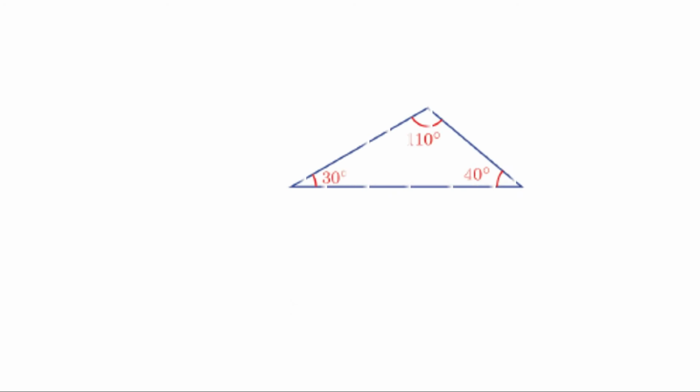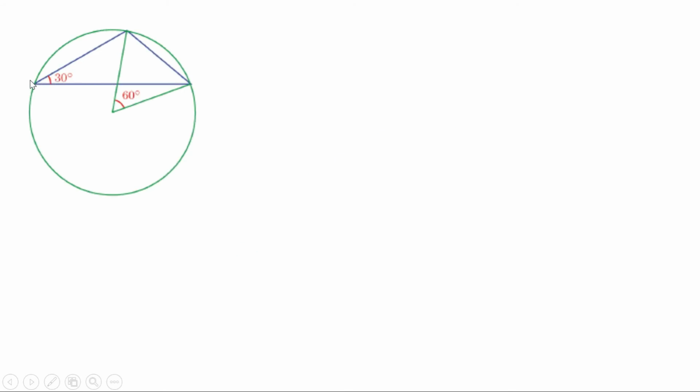What if the triangle is like this? Let us draw the circumcircle and observe the central angles. This is the 30 degree angle and it is the angle made by this arc.